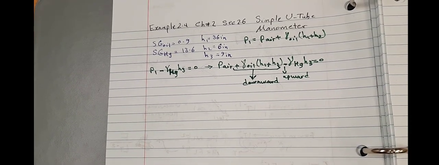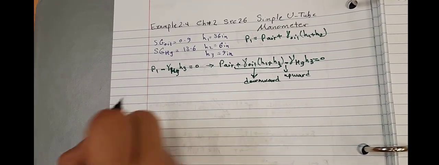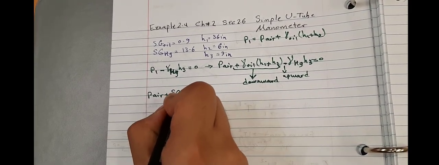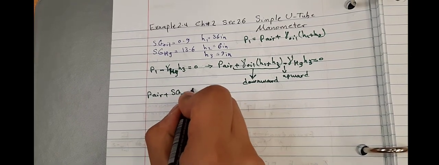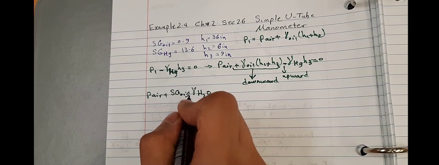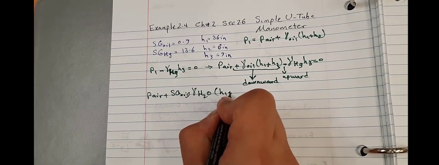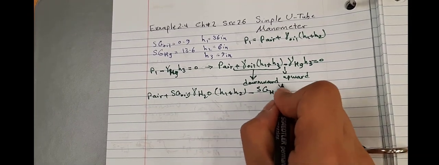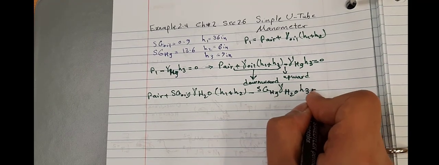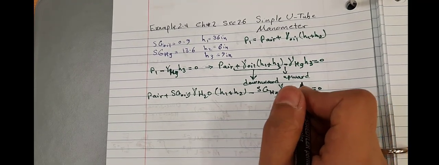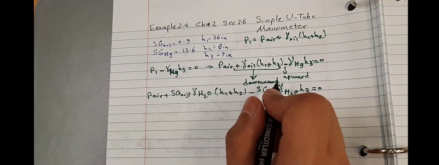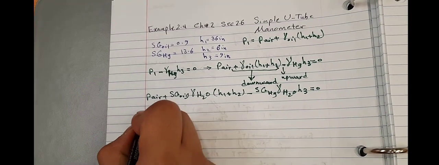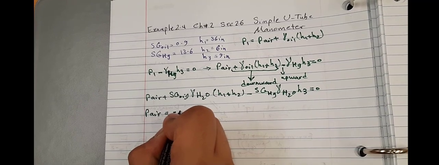So we have it as this: P air plus SG oil multiplied by gamma H2O multiplied by H1 plus H2 minus SG Hg gamma H2O H3 is equal to 0. So this means P air is equal to minus 0.9.